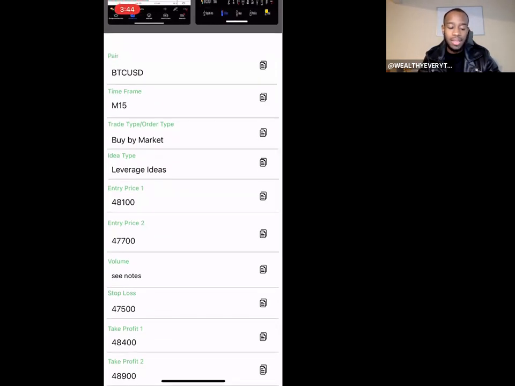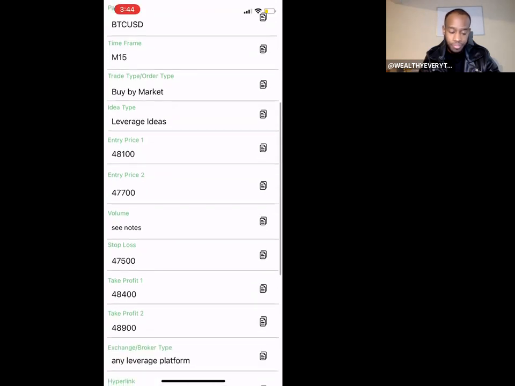Then it's telling me two entry prices, 48100 and 47700. So that is my entry zone, right? In between those two prices, and at those two prices, are the areas where I'm looking for entries. But then we also have a stop loss, and we also have a take profit 1 and a take profit 2. I'm going to show you guys a trick.